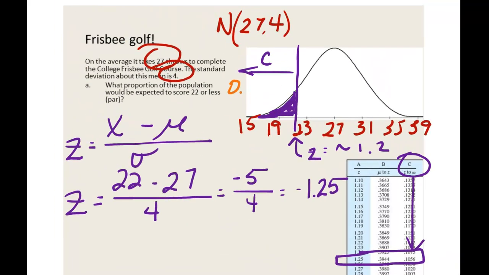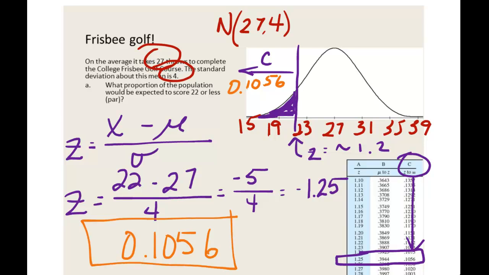0.1056. Now, I thought my estimate was a little bit high. I estimated, what, 12%, something like that. So it's still a reasonable answer, about 0.11-ish of the population, that's the proportion of the population, would be expected to score a 22 or less. So those would be the guys and gals who are in the lead, who are winning.